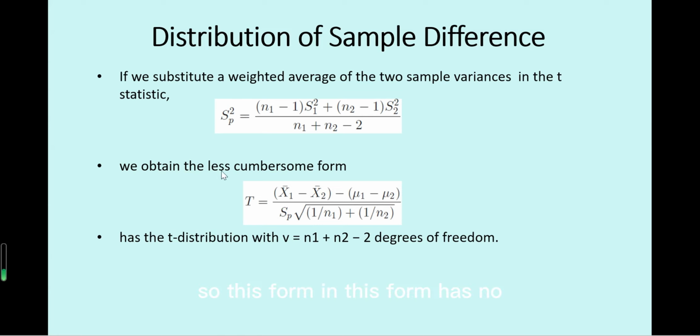So this form has no sigma, right? Because we do not know the sigma's value. So we only know the sample standard deviation. So from this form, we can go further.